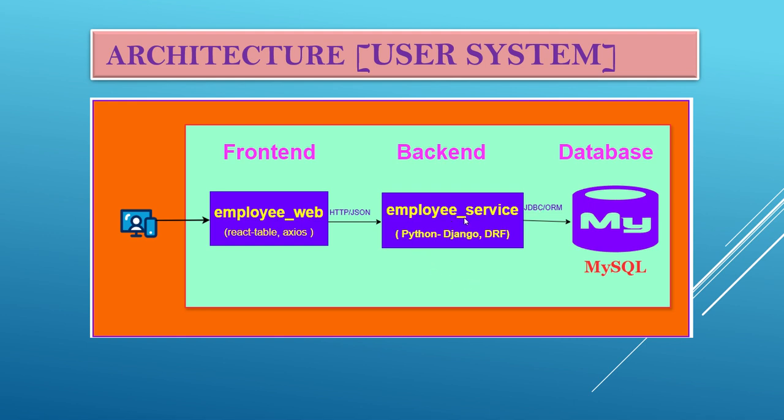On the backend side, we are going to create an employee service backend application using Python, and in that we are going to use the Django framework and Django REST framework. These are the frameworks which will help us to create a web application in Python. And with the help of Django REST framework, we are going to create and build our REST APIs, and we are also going to test it using the Django REST framework user interface. So this is about the backend part.